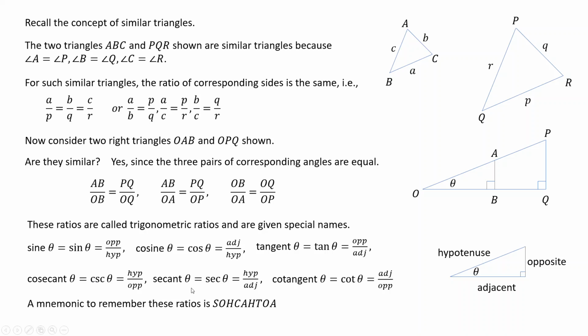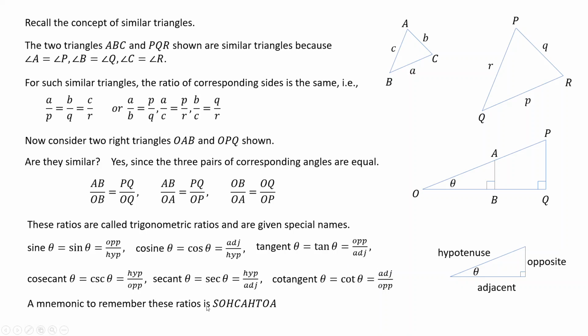Cool? Now, notice this one. Secant theta is hypotenuse over adjacent. Does that look like the reciprocal of something? Yes. Cosine theta is adjacent over hypotenuse, and this is hypotenuse over adjacent. So secant theta is 1 over cosine theta. Exactly, you are absolutely right. Cotangent theta, similarly, is the reciprocal of tangent theta.